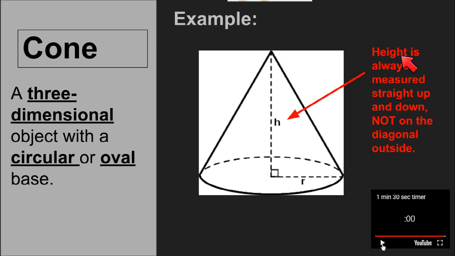Now, this is very, very important. When you talk about the height of a cone, you always have to measure it straight up and down. So the height is not this diagonal side. So if you're ever doing a problem and they give you the diagonal, that's just trying to throw you off. This is not the height. The height has to be measured straight up and down.